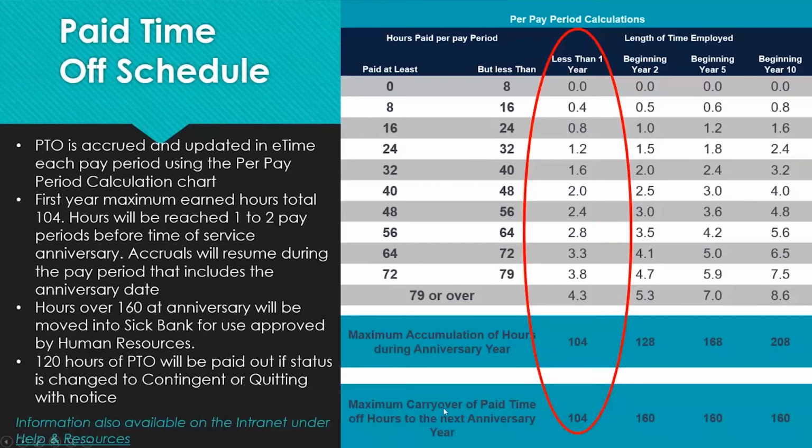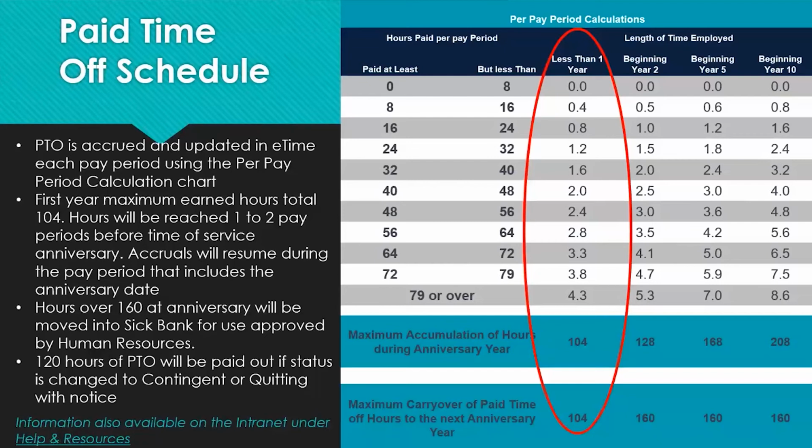There's also a maximum of carryover paid at the time of your anniversary. So the first year you can get 104 hours, and then every year after that it's 160 hours. If you exceed your 160 hours, the overage hours will be moved into a sick bank, which can be used if it is approved by Human Resources. This will usually be if you're on some sort of a leave or extended FMLA, you'll be able to take from your sick bank before using your PTO bank.